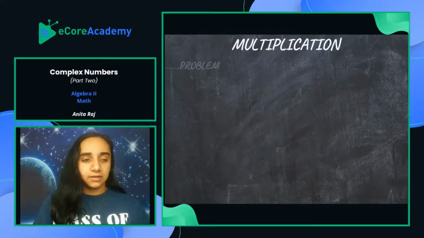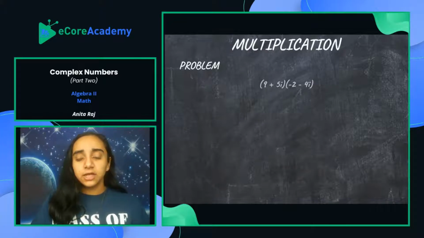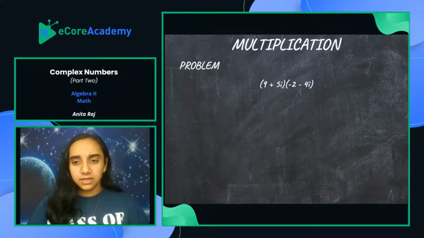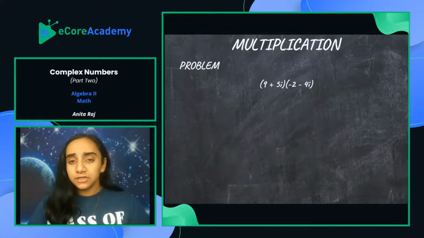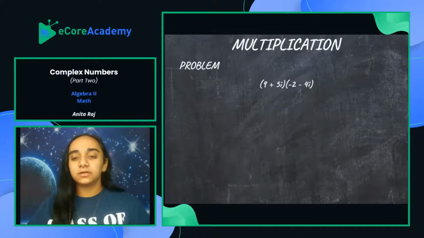So next, let's bump it up and do some multiplication, and I'll show you exactly how to do that. So here's the problem. We have 9 plus 5i in one set of parentheses, but we don't have an addition or subtraction sign between them. Instead, just two parentheses right next to each other. And remember, what this means is that we're multiplying the two expressions together. So we have 9 plus 5i times negative 2 minus 4i.